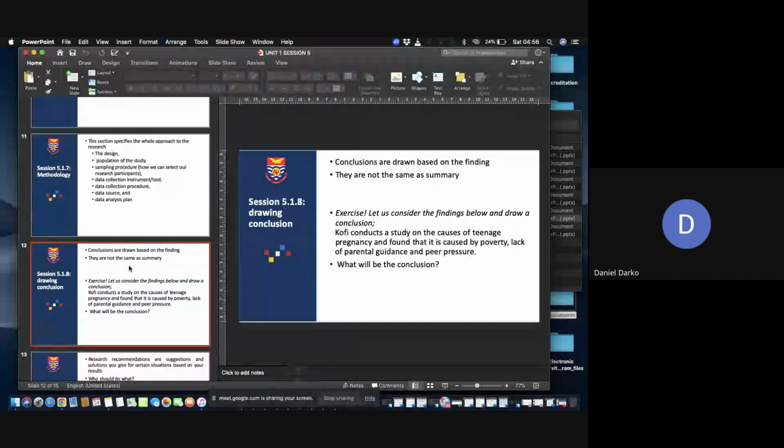Kofi conducted a study on the causes of teenage pregnancy and found out that it is caused by poverty, lack of parental guidance, and peer pressure. What will be your conclusion on this? What will be your conclusion?